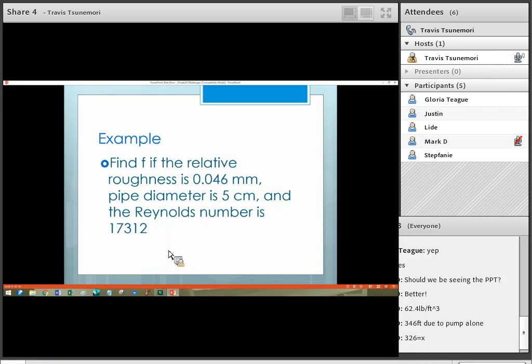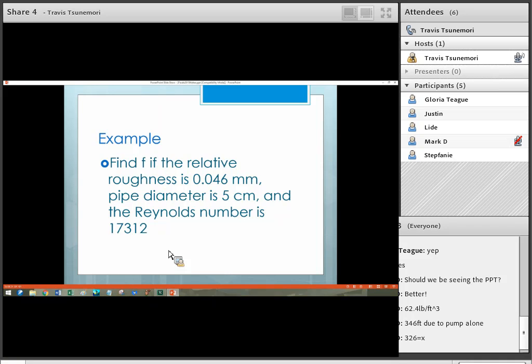Okay, so let's do an example using Moody's diagram. So if we have an epsilon of 0.046 millimeter, a pipe diameter of 5 centimeter, and a Reynolds number of 17,312, what is the friction factor? So on my Moody diagram, the x-axis, the Reynolds number, is a logarithmic scale. And so the only problem I've seen students have is getting confused about where 1 times 10 to the 4th is, or 1 times 10 to the 5th.